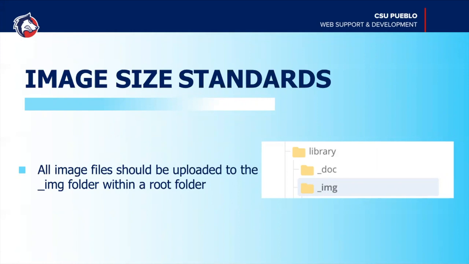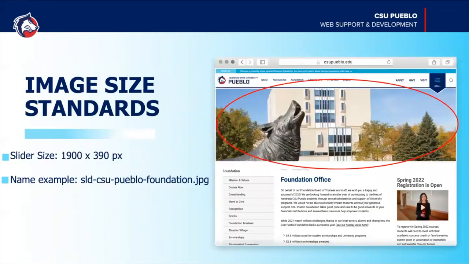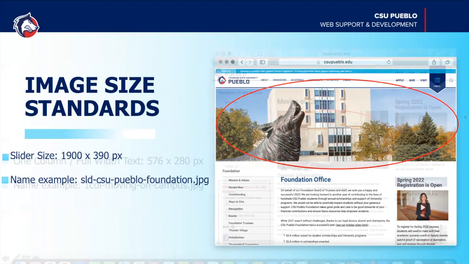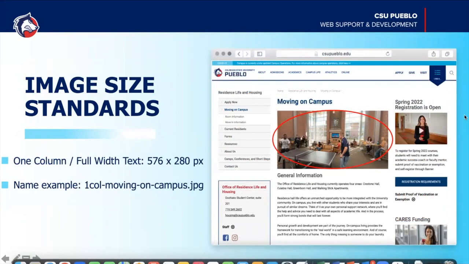Now let's take a look at a few image size standards. This is an example of a slider image. A slider image should be 1900 by 390 pixels. The naming convention should start with an SLD followed with a dash. We also have different size standards for one column with the naming convention 1COL dash.